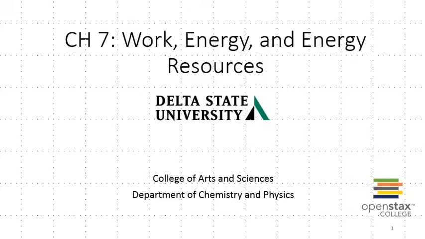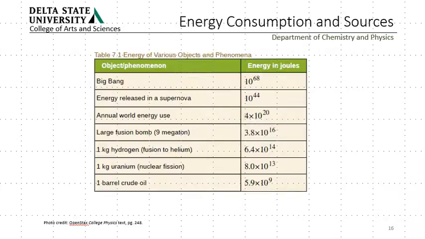Welcome to part 3 of chapter 7. In this last part of the lecture, we're going to talk about a couple of different things. First, we're just going to mention the scale of energy consumption and energy sources, just to give you an idea of where things sit.